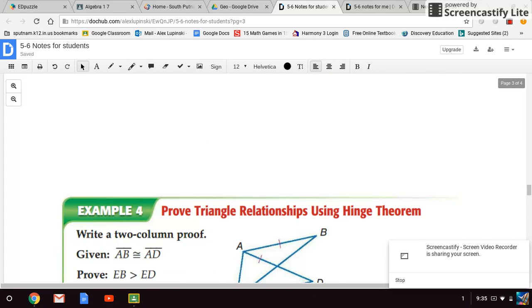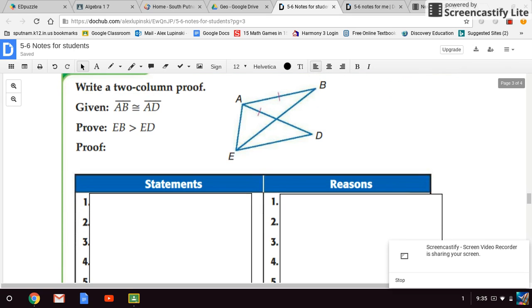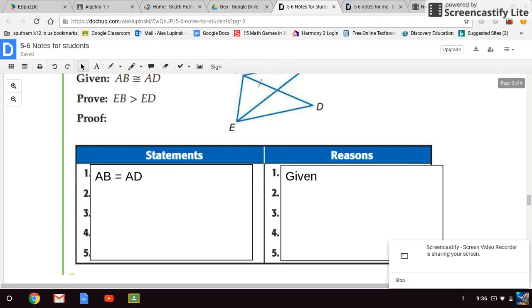Let's move on. So now we have everyone's favorite, the proof. Let's do this. So first step to any proof is given. We're going to try to prove that EB is greater than ED. And since we just learned the hinge theorem, or the converse of the hinge theorem, we're going to use that. So let's start off. Write the given. And mine aren't going to have the congruent symbols over them just because I'm writing. So we've given. So next step, what do we do?